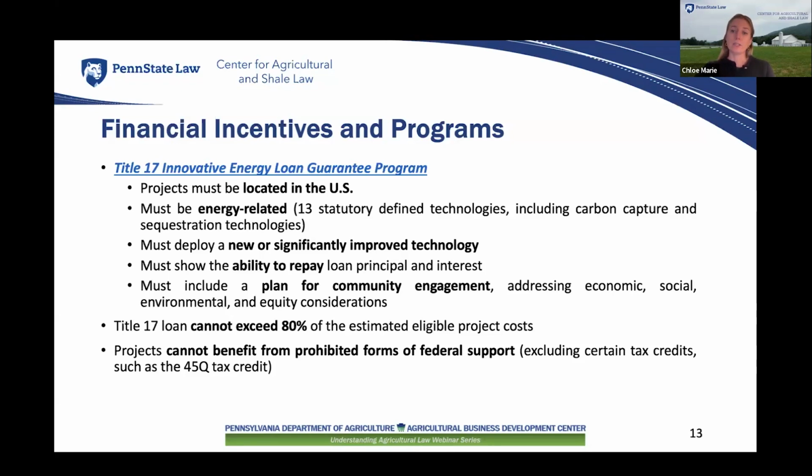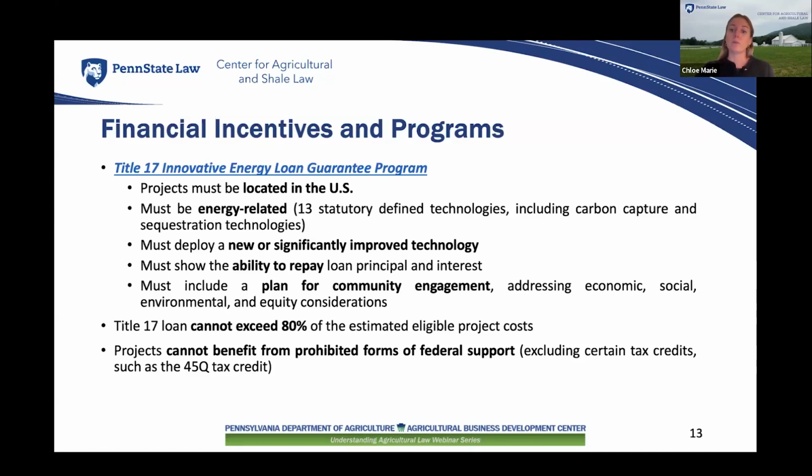So a Title 17 loan can cover up to 80% of eligible project costs, though costs associated with research, development, and demonstration of new technology are not covered. And to qualify for funding, projects must meet specific conditions. The project must be based in the US, and activities must involve energy production, consumption, transportation, storage, or manufacturing, or support decarbonization efforts.